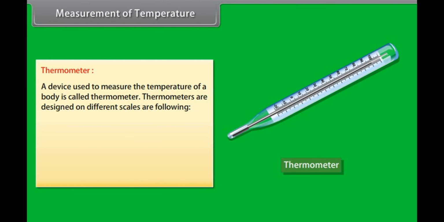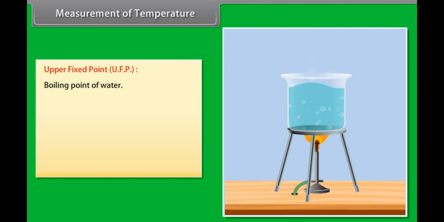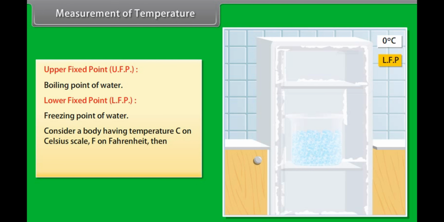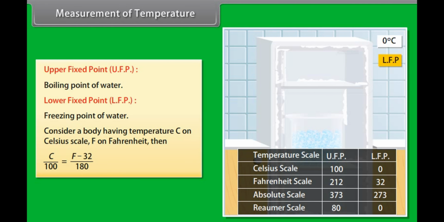Measurement of temperature. A device used to measure the temperature of a body is called a thermometer. Thermometers are designed on different scales, which are the following: Celsius scale, Fahrenheit scale, Kelvin scale, and Reaumur scale. Boiling point of water is known as the upper fixed point. Freezing point of water is known as the lower fixed point. Consider a body having temperature C on the Celsius scale and F on the Fahrenheit scale. Then C/100 = (F - 32)/180.